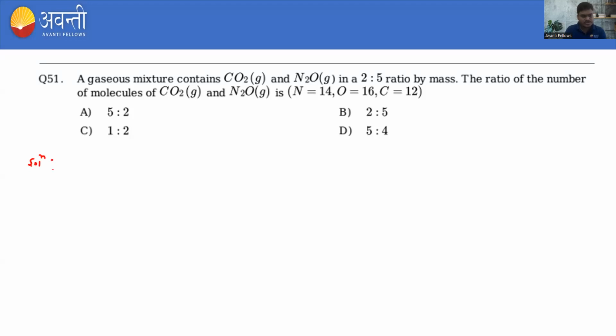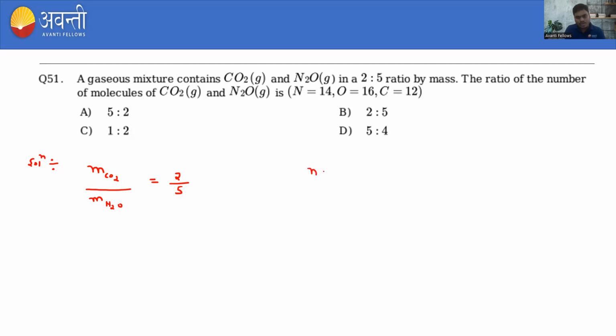Okay. So what data is given in this question basically? Mass is given, right? So the mass of CO2 and the mass of N2O, the ratio is already given. This is equal to 2 ratio 5. So can you calculate the number of moles? Because mass is given, we can easily calculate the number of moles also.